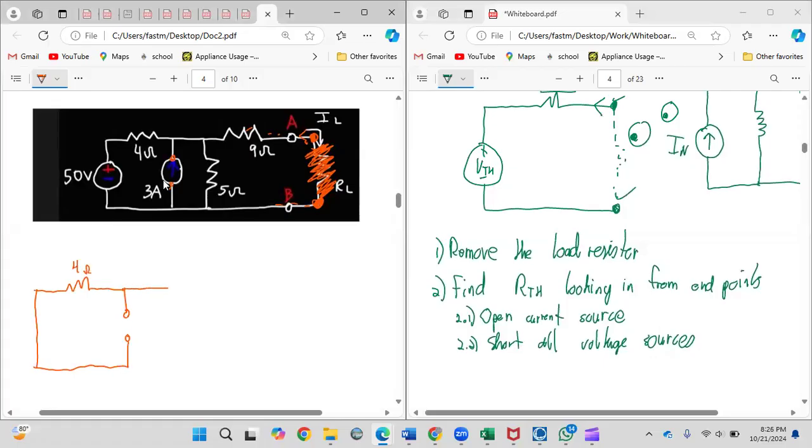Then you have here the resistor there, which is the 5 ohm. Then you have your 9 ohm. And that is the end of that. Remember, there's your endpoints here, and you're looking in to find R Thevenin. So you're kind of going in here and coming back here. This is the equivalent of you reducing the entire circuit into an equivalent resistance.